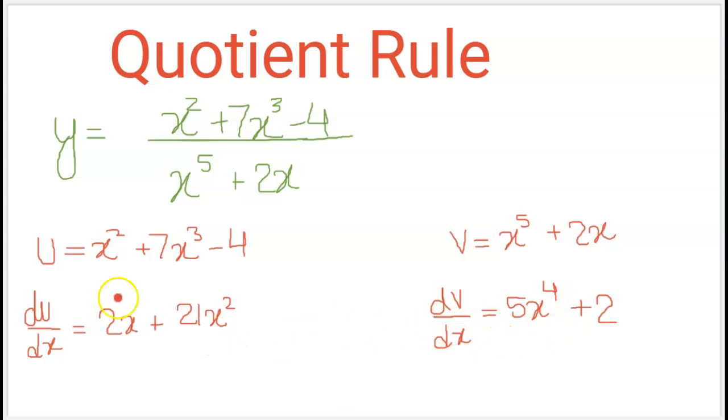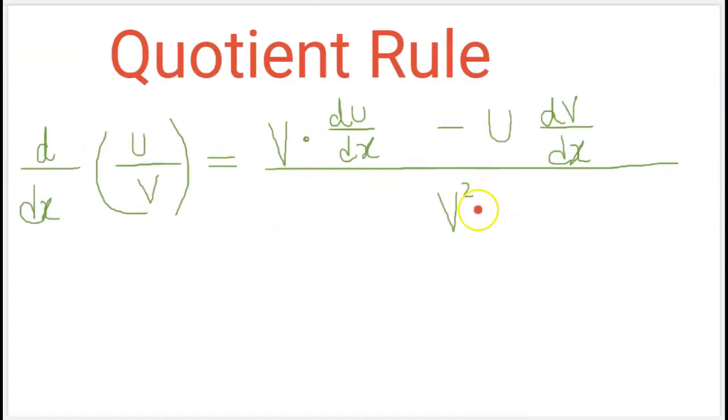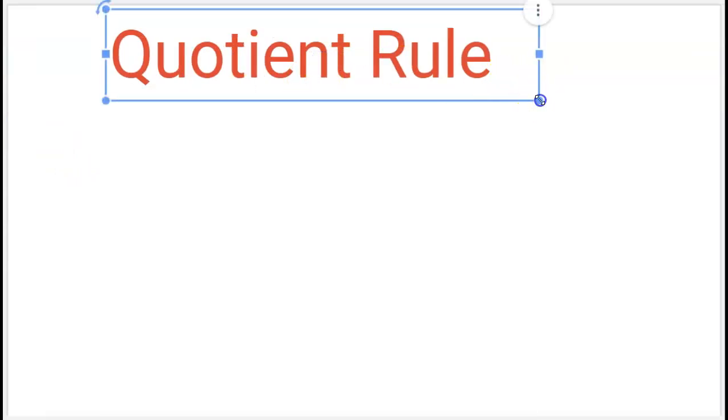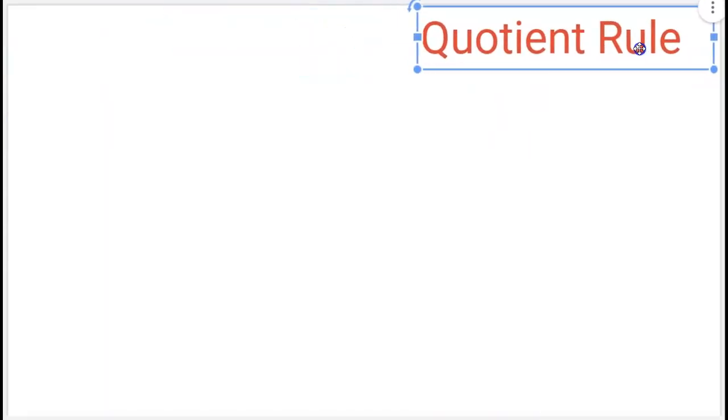Now I got all these bits. What I need to do is, I have the u, I have the v, I have the du, and I have the dv. I need to put it back into my quotient rule equation. The quotient rule, which is that equation. So I will put it back in this equation. Now when I put it back in this equation, if I just reduce the size of that one and put it on one side.